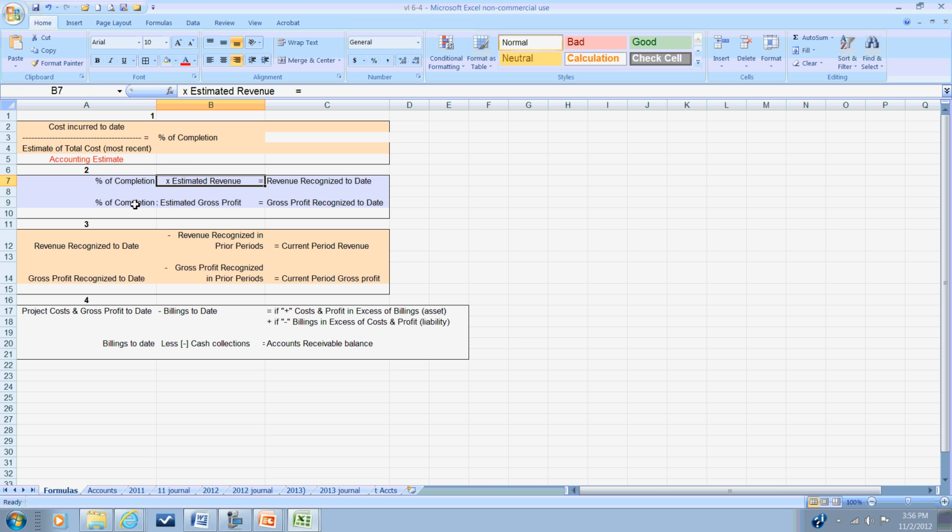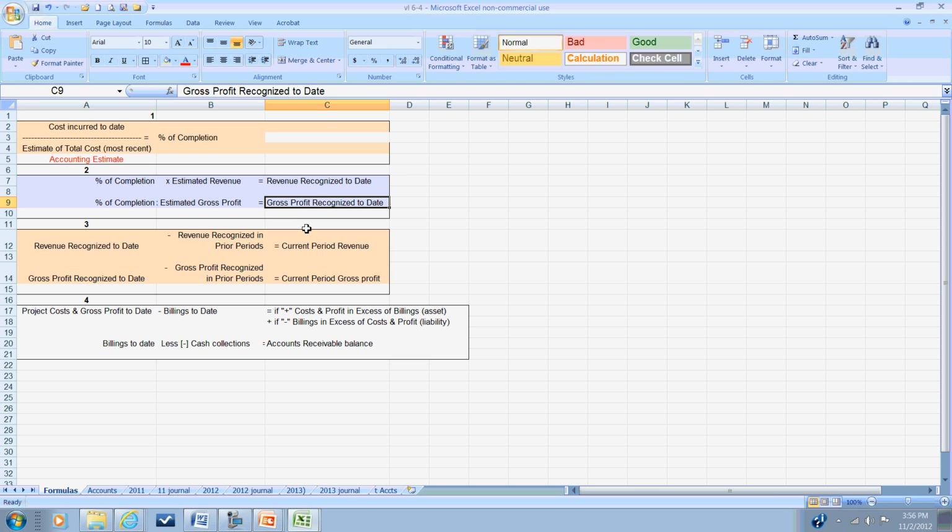For our gross profit to date, we take our estimated gross profit, which is our estimated revenue minus our estimated total cost. That will give us our estimated gross profit. We'll take our percentage of completion, multiply it by that to come up with the amount of gross profit we can recognize to date.